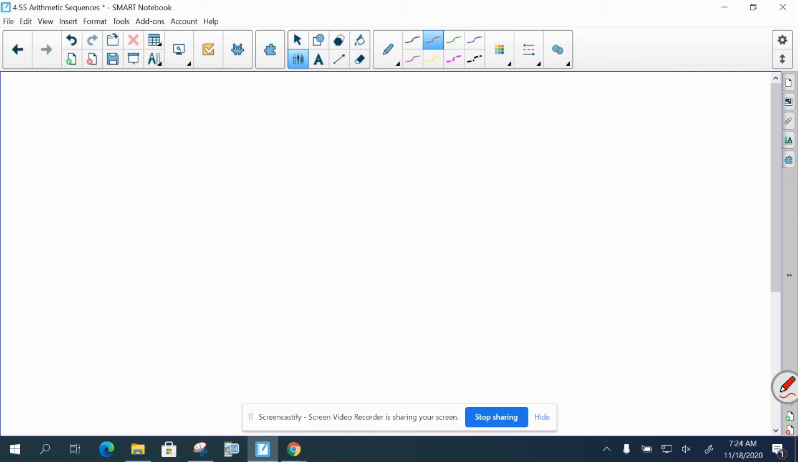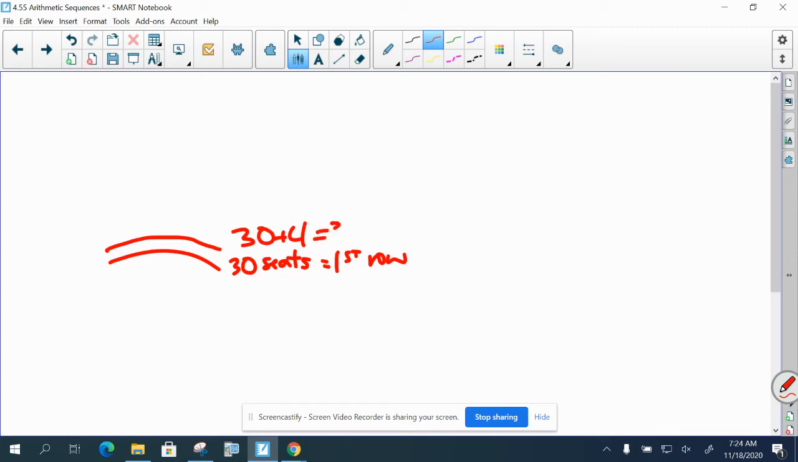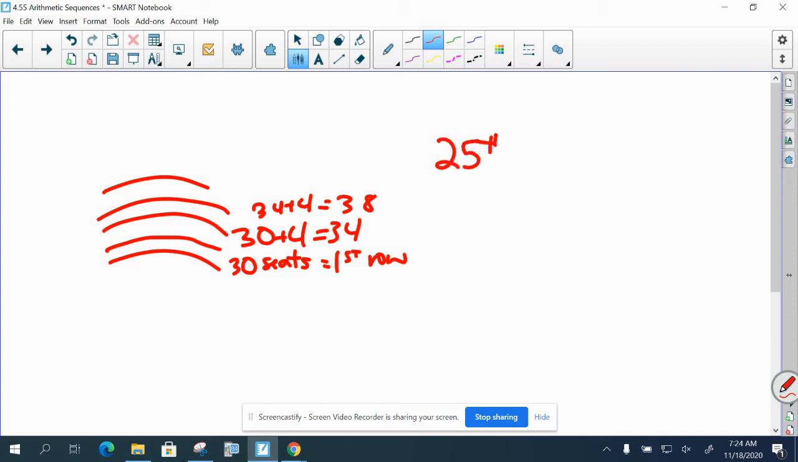So here's an example. In an auditorium, the first row of seats has 30 seats. Okay, this is for the first row. And then each row behind the first row has 4 more seats. So this has 30 plus 4 is 34. And this has 34 plus 4 is 38. And so on and so forth. So you're taking the previous term and just adding 4 each time. What you want to do is write an explicit rule for the pattern and solve the question. So the question is, how many seats are in the 25th row?